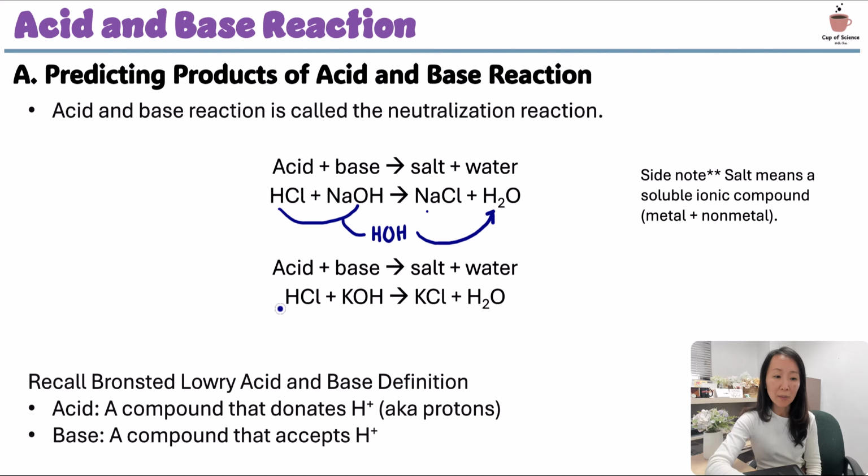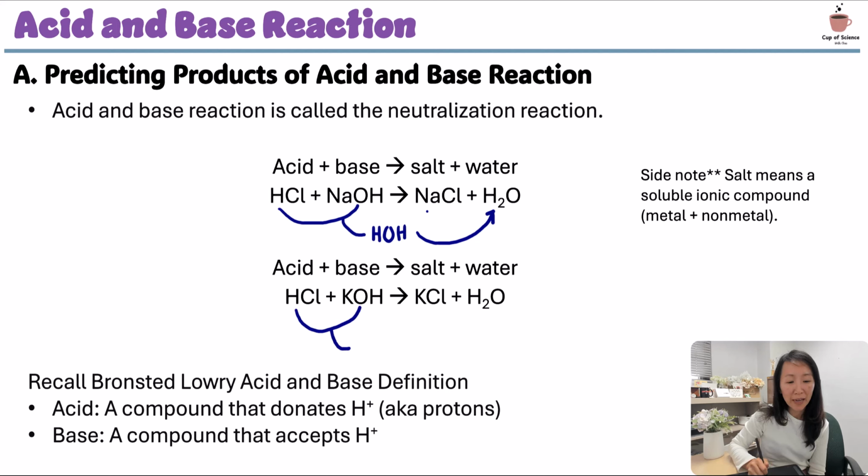Let's look at the next example. This H has been donated, and then it has given it to the OH, and so that one is the base. So that H gets donated, combines with the OH, forming again HOH, and that is rewritten as H2O.